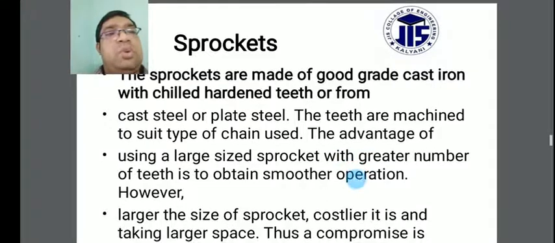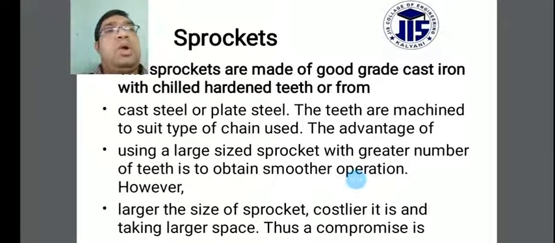For this you have to concentrate on good grade cast iron with steel hardened teeth formed. For cast steel or plate steel, the teeth are machined to suit the type of chain used. When the chain is used, you have to record that the teeth are machined to suit the type of chain used.